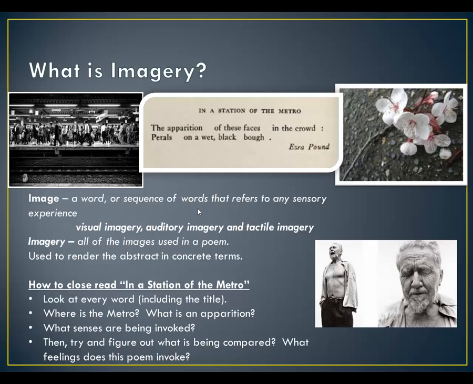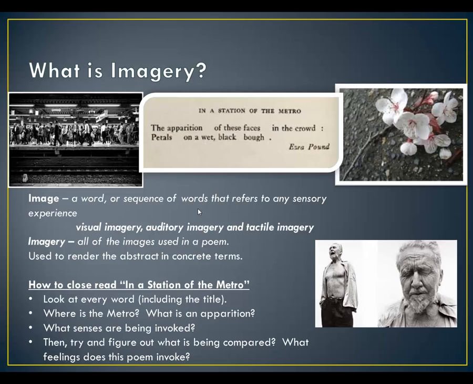So when you want to close read this poem, and just so you know, Ezra Pound is thought of as one of the earliest poets who was an imagist. That means he tried to write poetry that was driven by imagery. Another great imagist poet is the poet Amy Lowell. And when you want to close read this poem, what you want to look at is first you want to look at every single word, including the title.